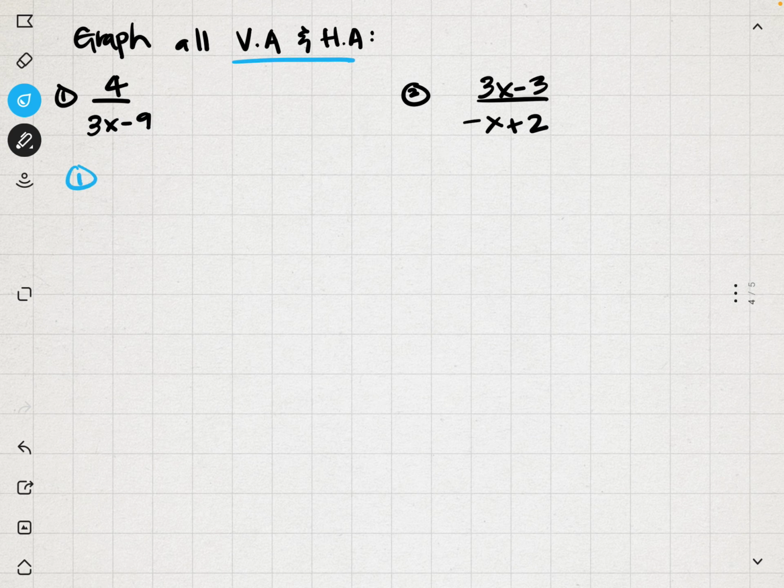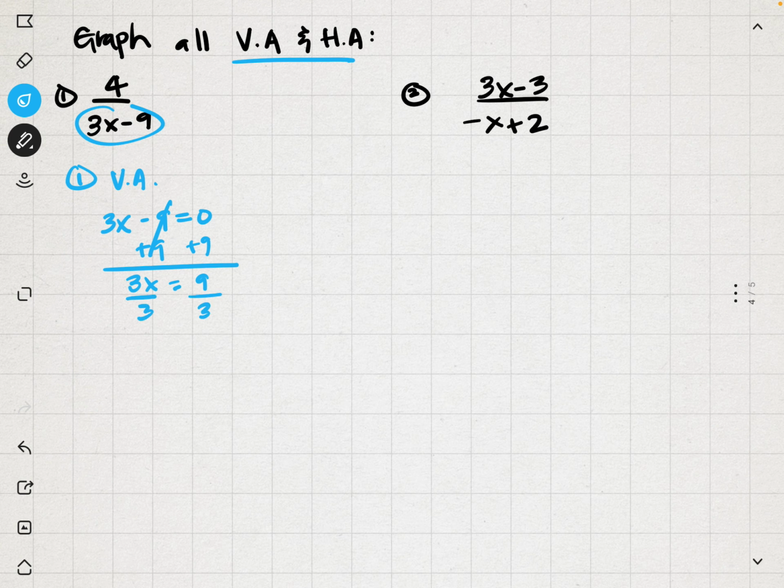So the first thing we're going to try to find is vertical asymptotes. So we said earlier, if we're finding vertical asymptotes, what we're going to do is set the denominator equal to 0. So we're going to do 3x minus 9 equals 0. And then we're going to solve it. So we're going to add 9 to both sides and divide by 3 so that we have x equals 3. That's our vertical asymptote.